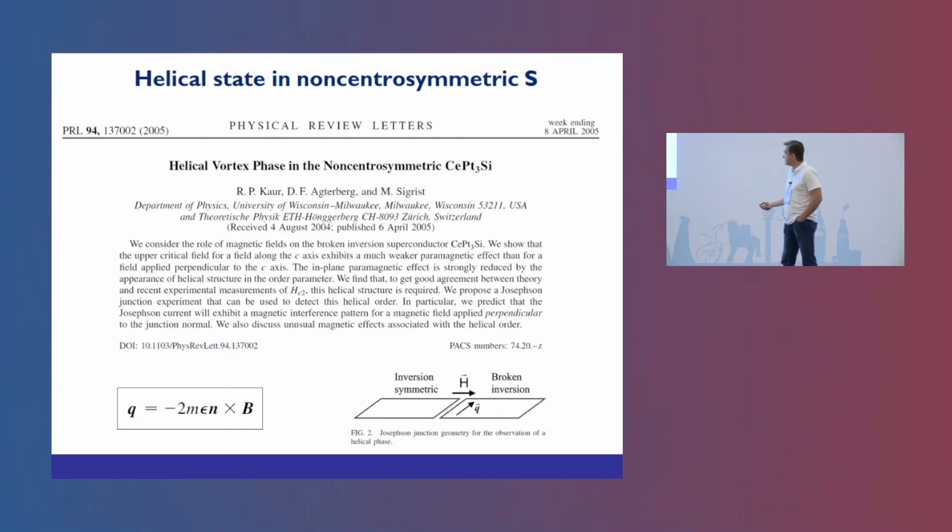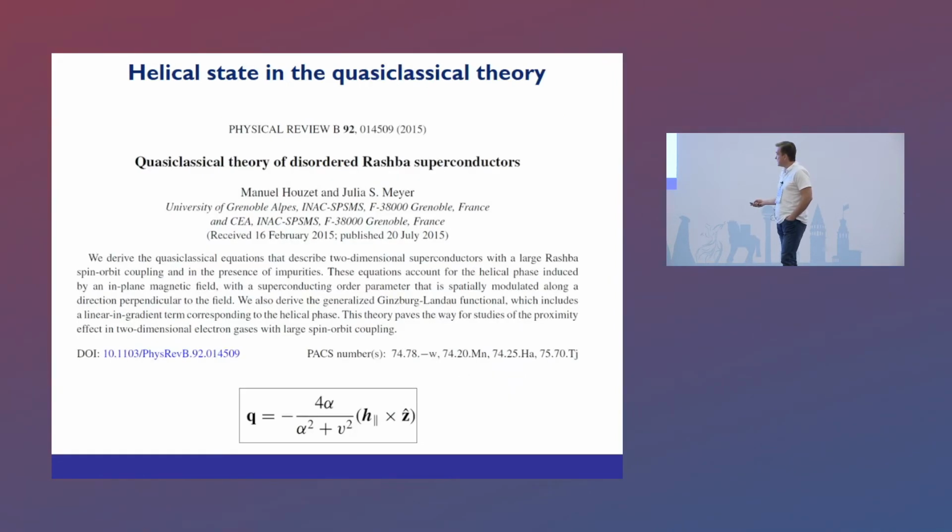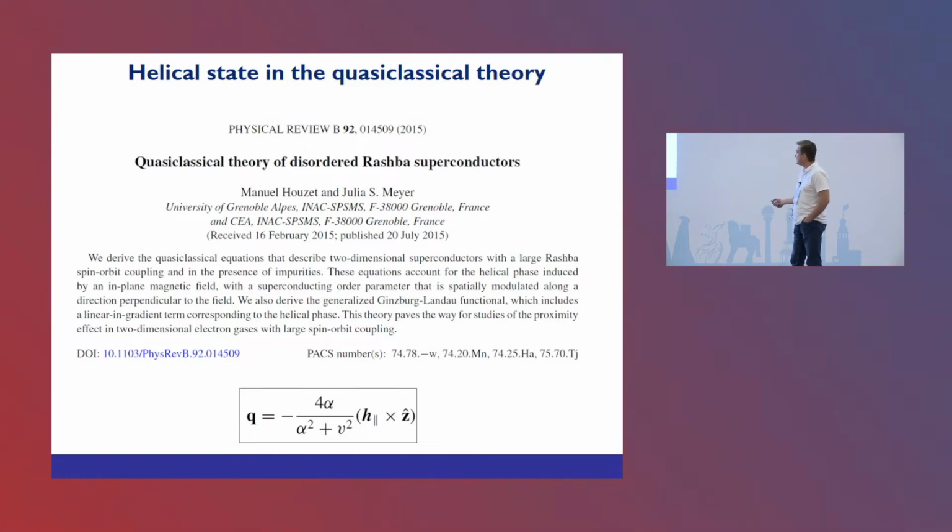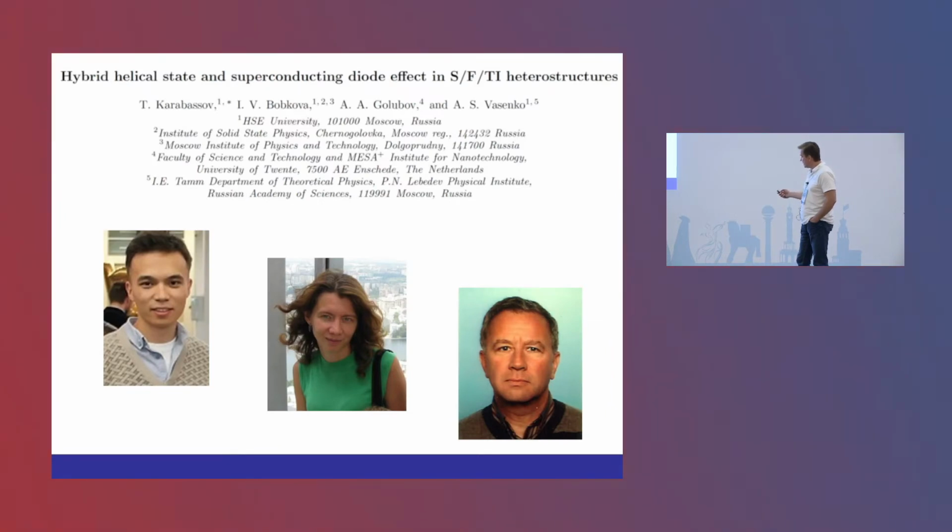So the helical state is a rather recent topic. For example, one of the first papers, in 2005 in PRL, was on helical vortex phase detected in non-center-symmetric superconductors. Then there was a quasiclassical theory for disordered Rashba superconductors, which means Rashba spin-orbit coupling in superconductors. And in our case, we consider the so-called hybrid helical state.